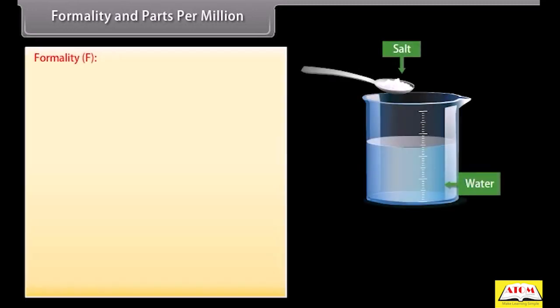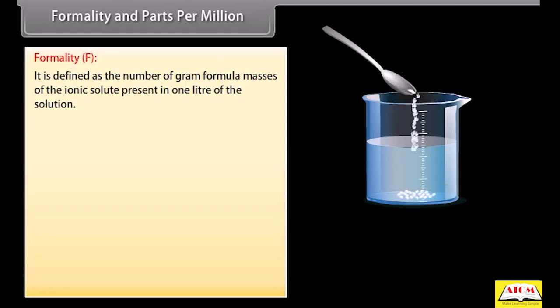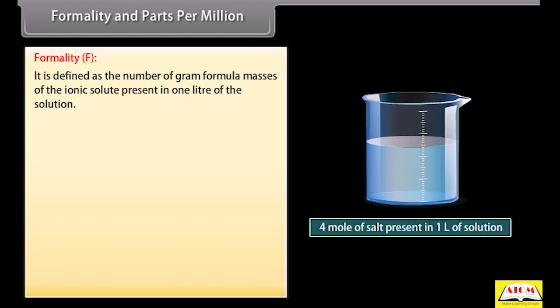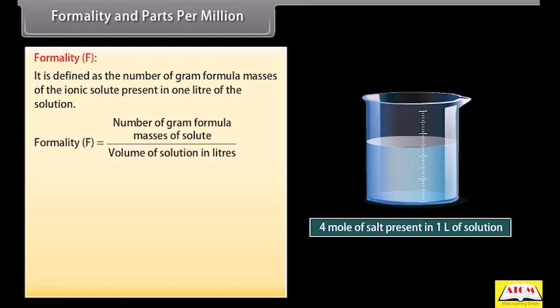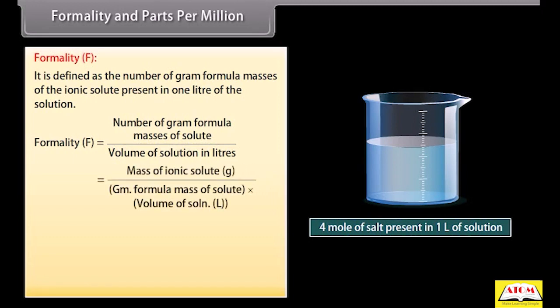Formality and parts per million. Formality. It is defined as the number of gram formula masses of the ionic solute present in 1 liter of the solution. It is represented by F. Mathematically, formality is represented by F equals Wb in grams divided by the product of the gram formula mass of B and the volume of solution in liters.